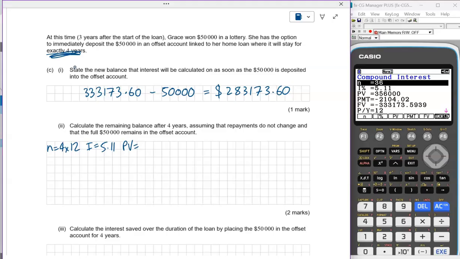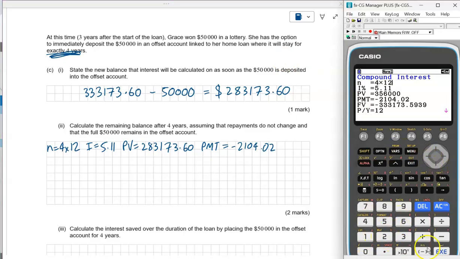Interest rate is again 5.11%. The present value, so at the moment, what she's being charged interest on is what we just calculated in the first part of this question. So that is $283,173.60. The PMT, we assume, is unchanged. So let's change some of these values as we go. Sorry, so N will be 4 times 12 now, or 48. 5.11 for the interest rate. Present value is $283,173.60.